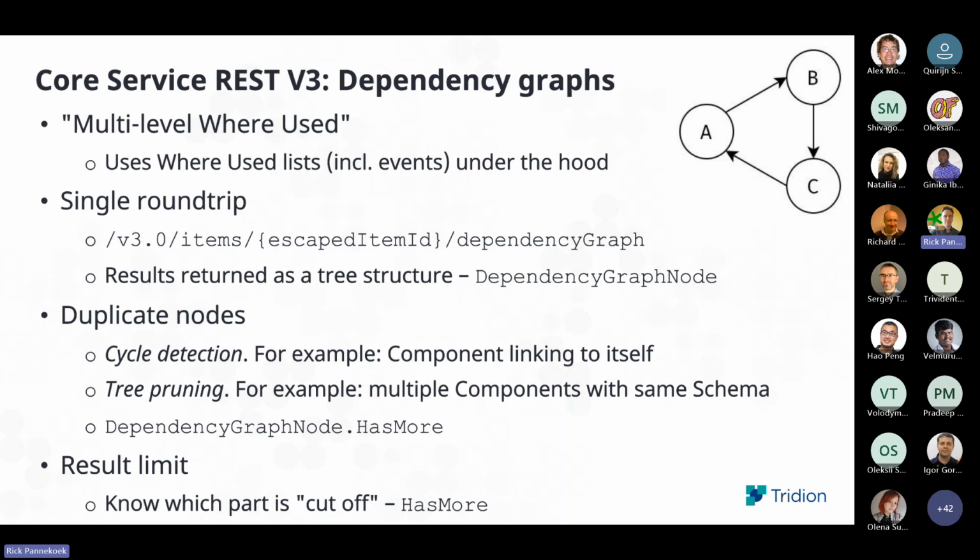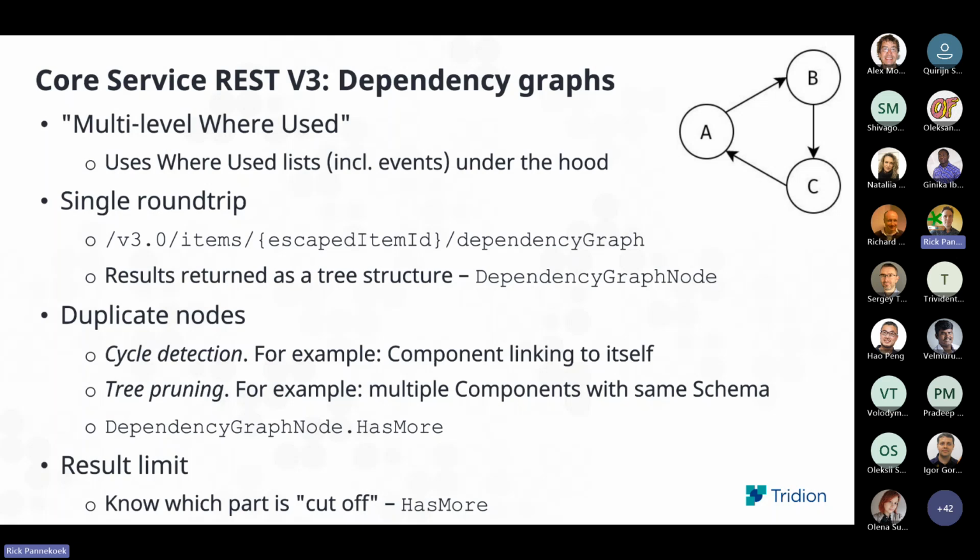And for that purpose, what we return is a tree built of dependency graph nodes. A dependency graph node has dependencies which are dependency graph nodes, so you can build an endlessly large tree that way. The dependency graph nodes also have a property called has more that indicates there is more, but I'm just not returning it here, either because you see it elsewhere, or because it's a cycle that you cannot keep expanding endlessly.